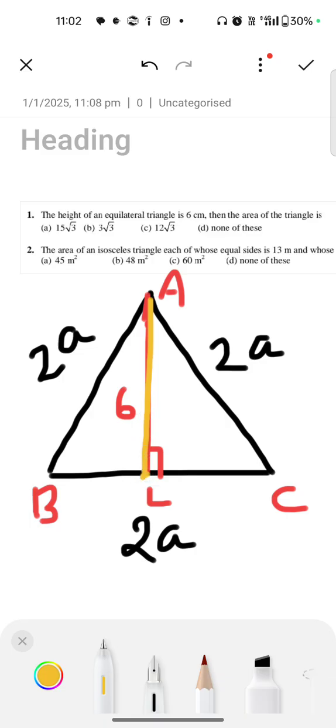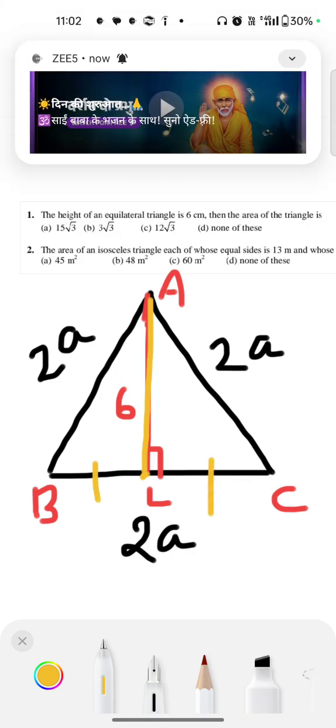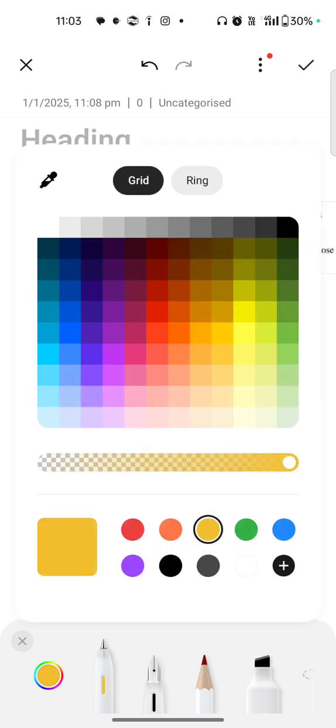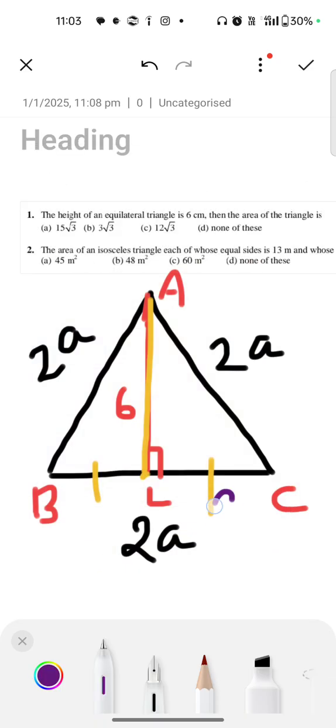Why? Because BL is equal to CL. Why is it a midpoint? As we know, in an equilateral triangle, altitude and median are the same. It means that BL will be equal to CL in this case. Since BL equals CL, and BC is 2a, we can assume it as a. This is a, and this will also be a.